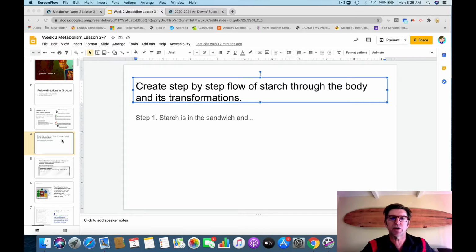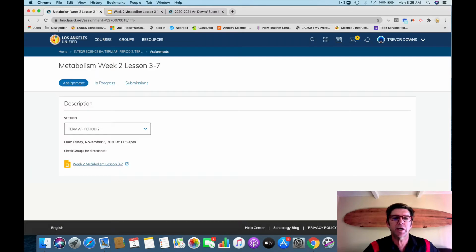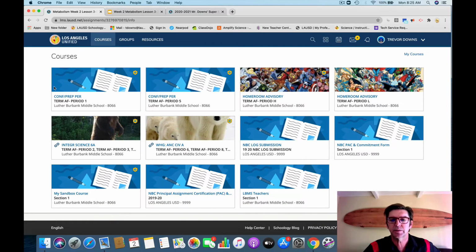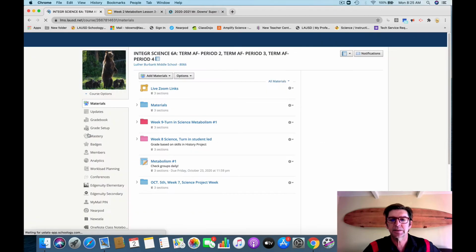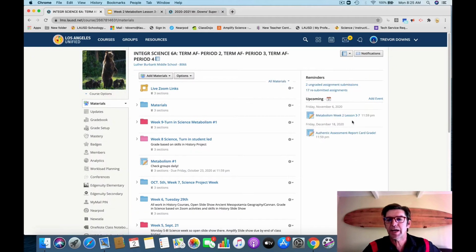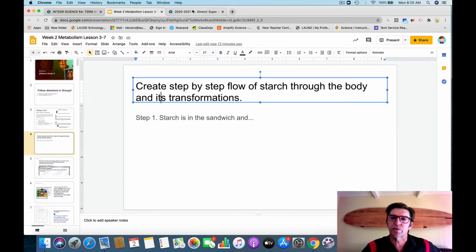The big overview goal, every slide here, if for some reason you see this on a Tuesday or a Monday or you're out of town, not a problem. You can self-teach yourself by walking through these slides, playing with the simulators, and watching my daily lessons. So where is this located? Remember, we are in courses. We are in science. We are opening up our metabolism, week 2, lesson 3 through 7, and that will take us to our slideshow.